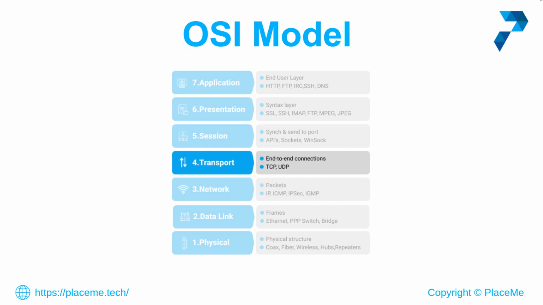Layer 4, the transport layer. It ensures end-to-end data integrity and reliability. Using TCP, it performs segmentation, sequencing, and error correction for robust data delivery. For speed-centric tasks like video streaming, UDP provides faster connection-less communication.